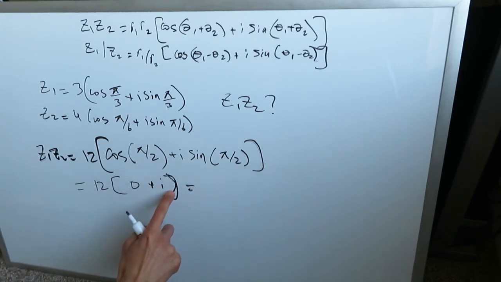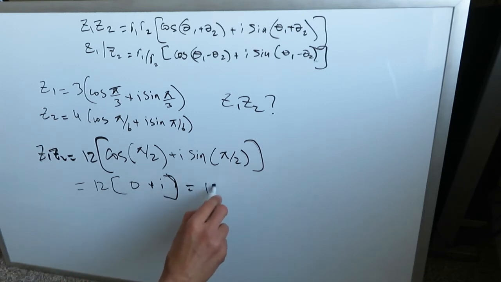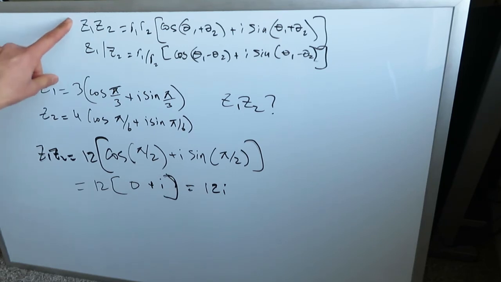What are you going to end up with? Getting a little sloppy over here. You're going to end up with 12 times 0 plus 12 times i. You'll get 12i. Not hard at all, is it? Perhaps the derivation of these is more messy and hard than the actual application via these examples.